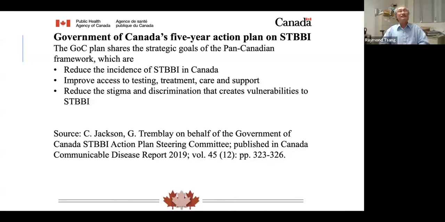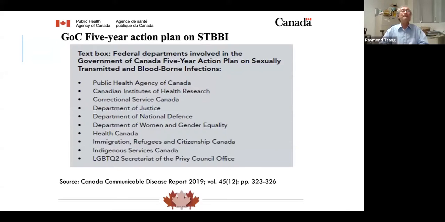So the Government of Canada's 5-year action plan on STBBI supports the pan-Canadian framework on STBBI, which is to reduce incidence of STBBI in Canada, improve access to testing, treatment, care, and support, and reduce the stigma and discrimination that creates vulnerabilities to STBBI. So if people are interested in reading about this 5-year action plan, it's described in the reference shown at the bottom of the slide.